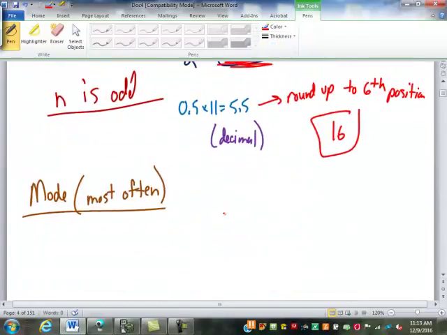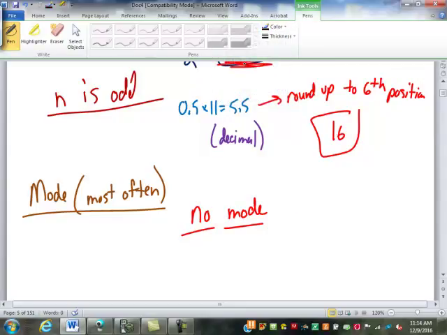There has to be clearly one number that is the most often. And usually that's the case in small data sets like this. There really isn't a mode. You have to have larger data sets for there really to be a mode that shows up.